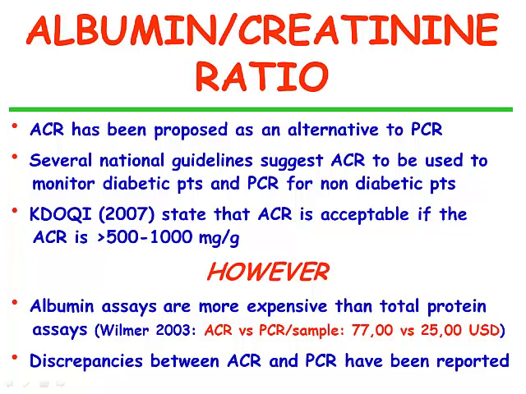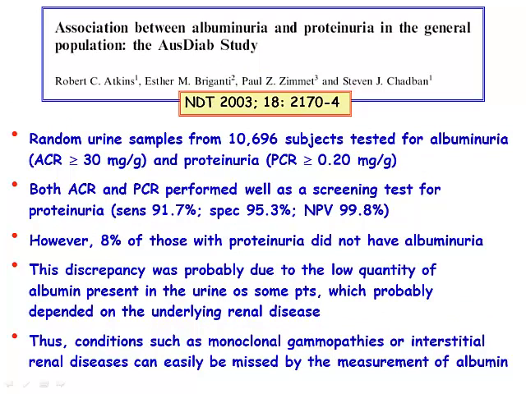between ACR and PCR, as it has been shown very nicely in this paper published by Atkins from Australia in NDT in 2003. There were 8% of patients with proteinuria who did not have albuminuria, which may depend on the underlying renal disease. So if you use in non-diabetic patients just ACR, you are at a risk of missing patients with proteinuria.